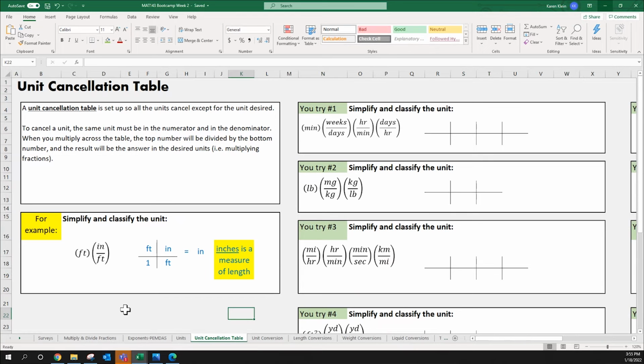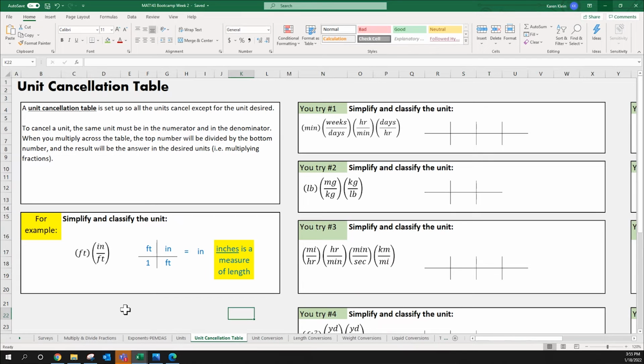So a unit cancellation table is set up so all the units cancel except for the unit desired. To cancel a unit, the same unit must be in the numerator and denominator, just like those fractions. We can cancel out factors if they're the same on the numerator and denominator. When you multiply across the table, the top number will get divided by the bottom number, and the result will be your answer in that desired units, i.e., multiplying fractions.